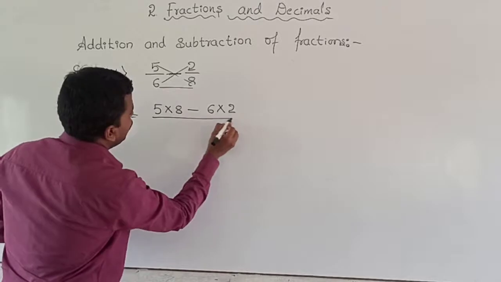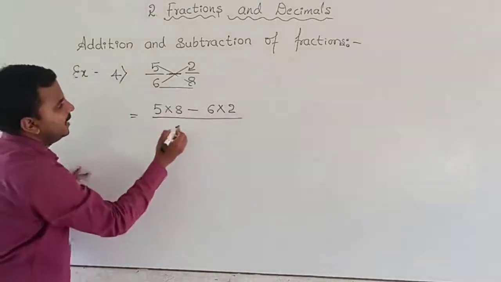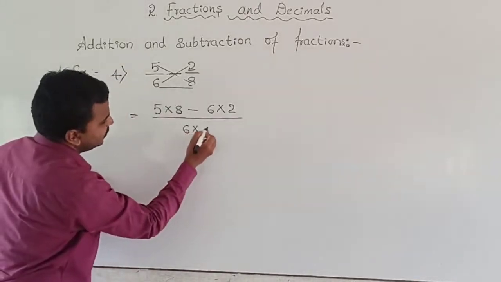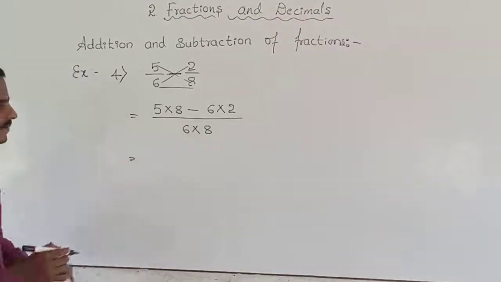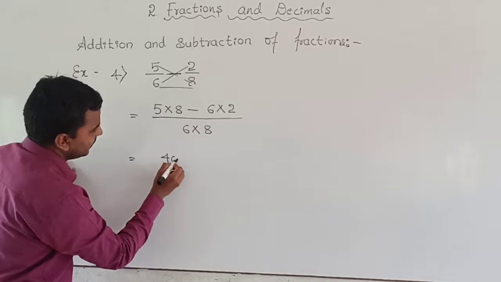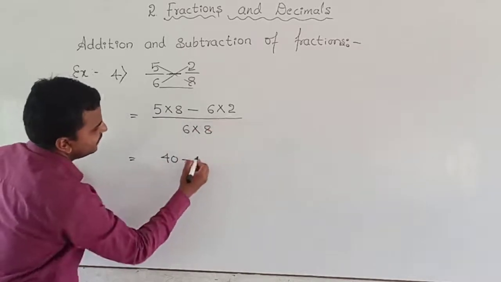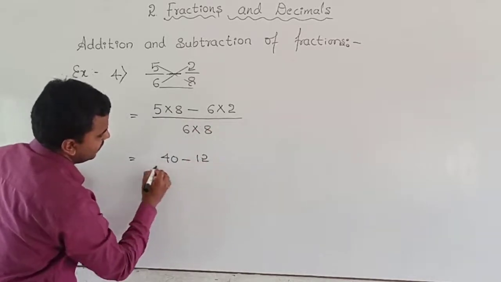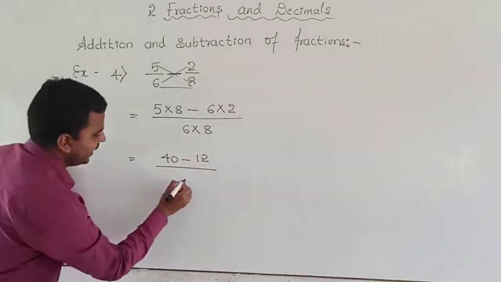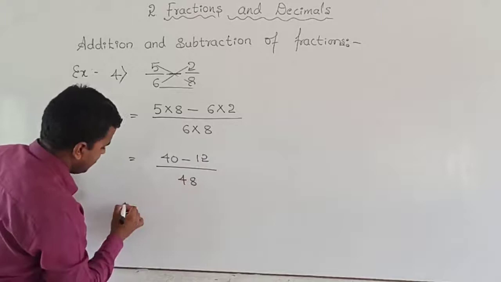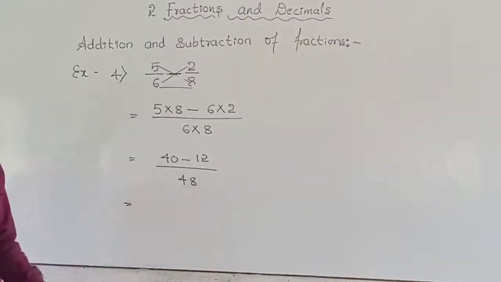Next, the denominator part, that is 6 and 8. That is the product of these two, 6 into 8. Next, 5 8s are 40 minus 6 2s are 12, divided by 6 into 8, which is 48. Next, 40 minus 12 is 28.